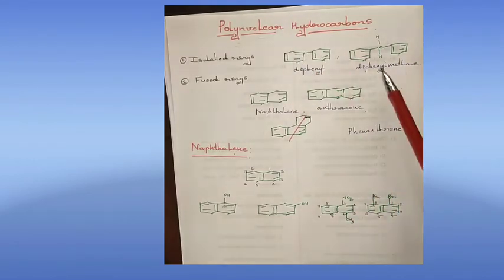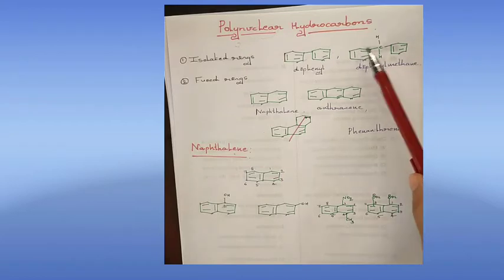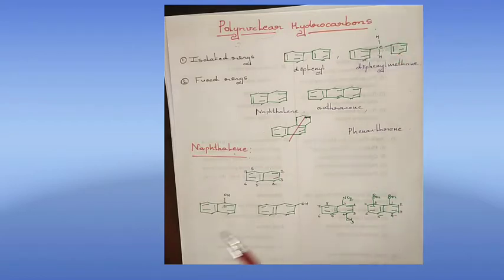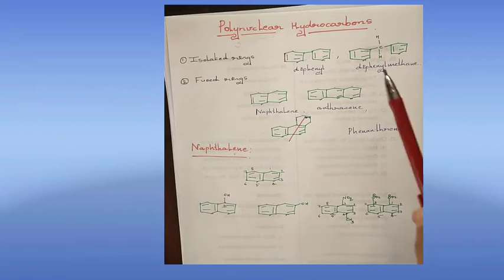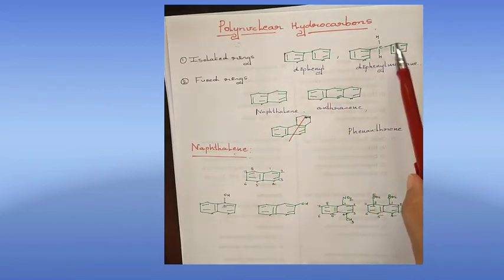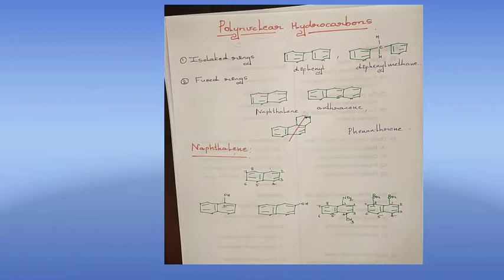Next example, diphenyl methane. Diphenyl and this is the methane group. Is it isolated? Yes, it is isolated. Why? Here two rings are separated by this methyl group. Next one is fused rings.